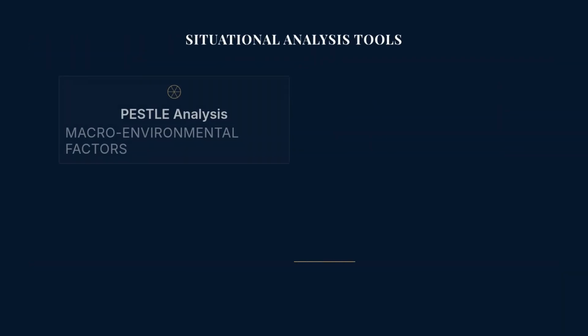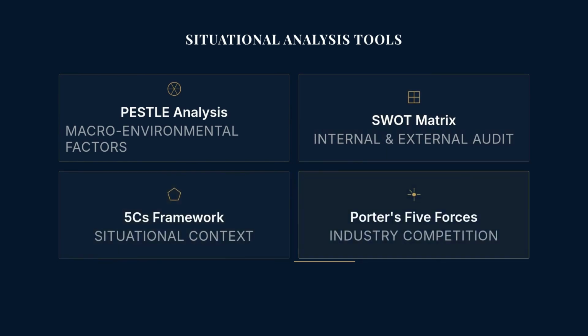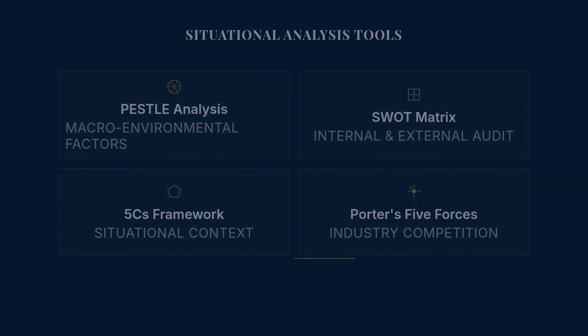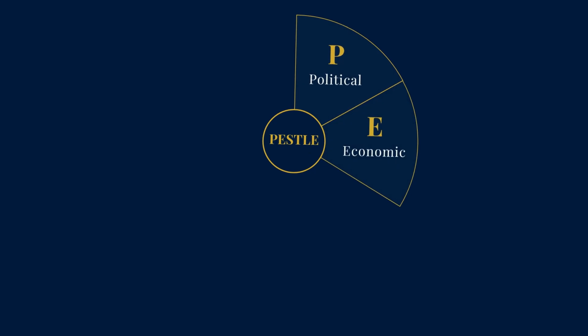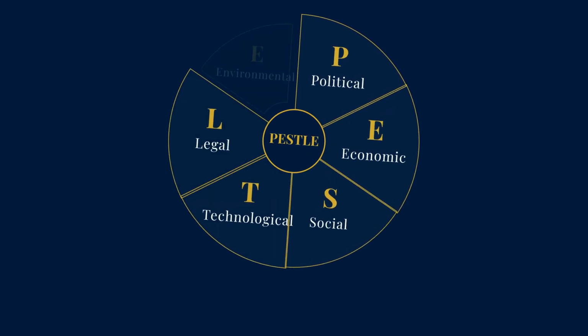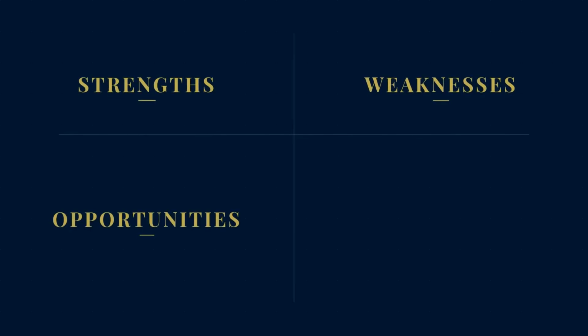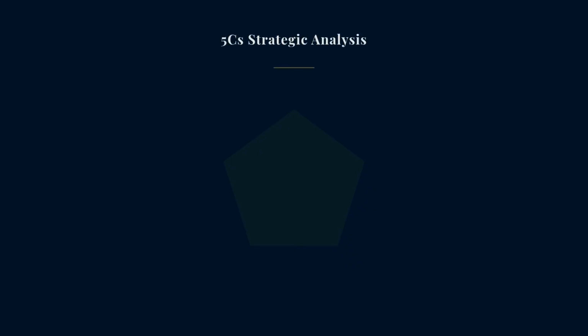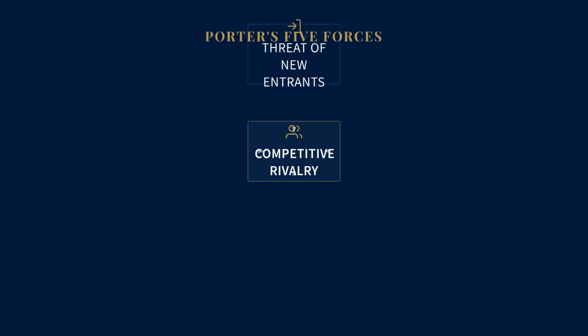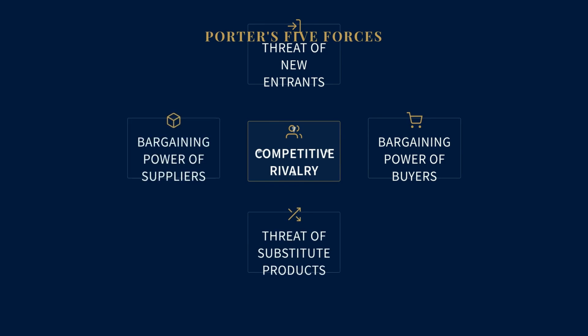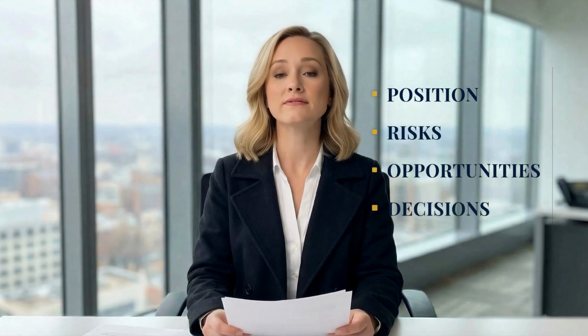Finally, businesses use situational analysis tools to understand their environment and make strategic decisions. A PESTLE analysis examines political, economic, social, technological, legal, and environmental influences. A SWOT analysis assesses strengths, weaknesses, opportunities, and threats. A 5Cs analysis examines the company, competitors, customers, collaborators, and climate. Porter's 5 Forces analyses industry rivalry, new entrants, substitutes, and the bargaining power of suppliers and buyers. These tools help businesses understand their position, recognize risks, identify opportunities, and make effective decisions.